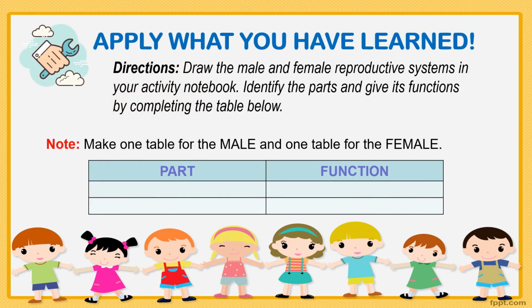And now, learners, after all the important details that I have discussed, I want you to apply what you have learned. Directions: draw the male and female reproductive systems in your activity notebook. Identify the parts and give its functions by completing the table below. Note: make one table for the male and one table for the female.